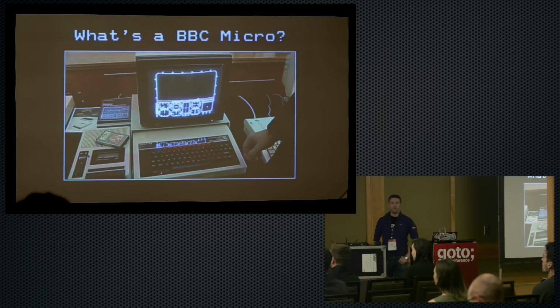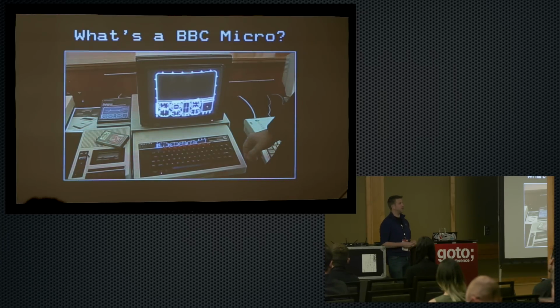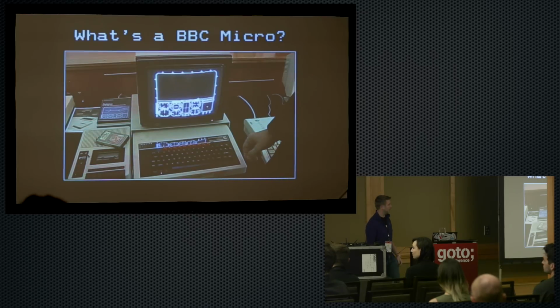The BBC Micro was made by a company called Acorn in 1981, and it was part of the BBC's computer literacy program. So that's the BBC, like the British Broadcasting Corporation. They decided that they wanted to run a whole series of educational programs explaining what this newfangled computing thing was, why it was important, and in order to do that, they thought that they should have like a sponsored computer system to go alongside the TV shows.